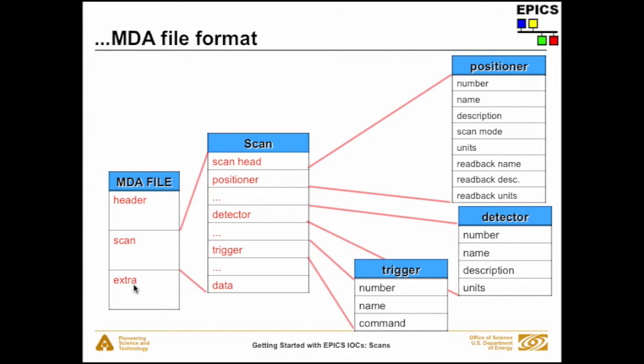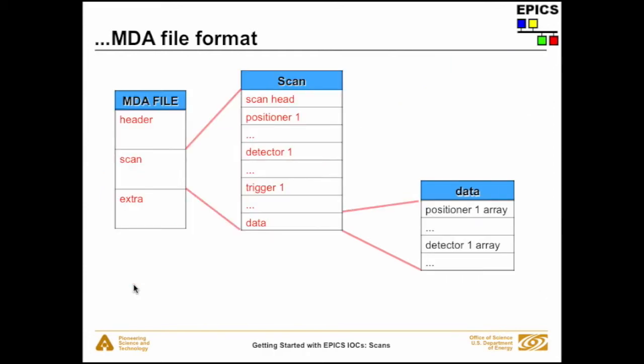So more about that scan. Now the positioner is about what you'd expect, right? The names, the descriptions, scan mode, units. The detector has similar information. Triggers have only the number and the name and the command that was actually sent to the detector trigger.